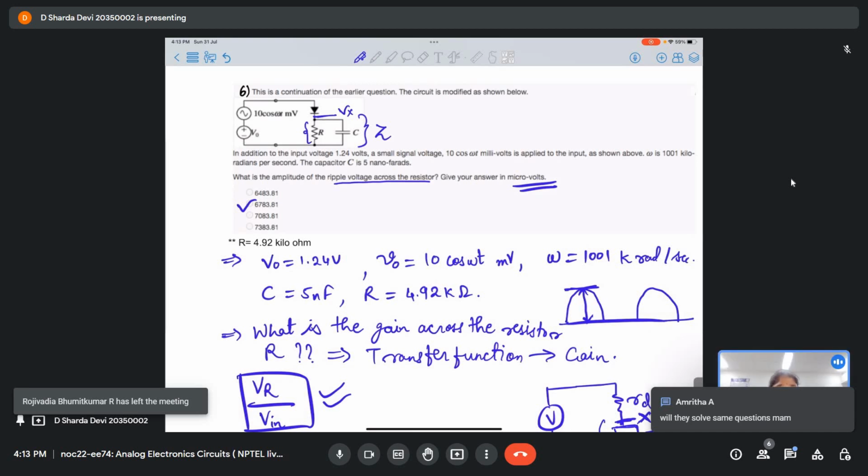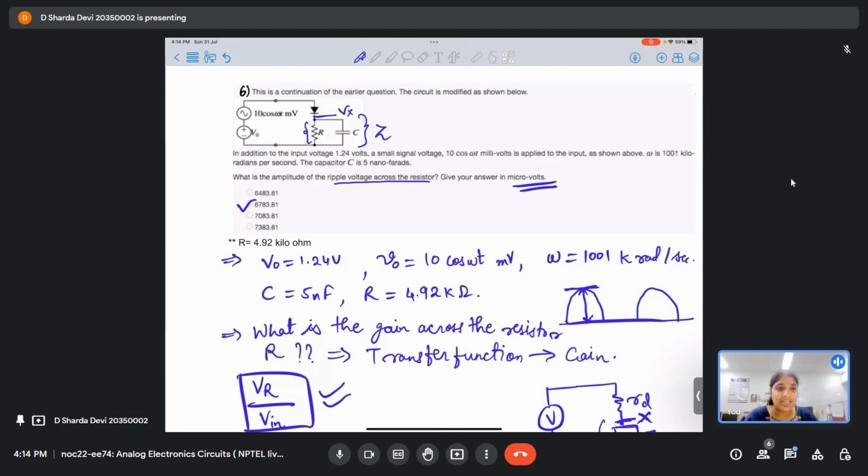Not very sure whether they will solve the same questions, because I won't be taking that session. It will be taken by somebody else. It depends on them, what questions they want to take up. But you can join and see if they are the same questions or there are some different questions, then you can get more insight into it.